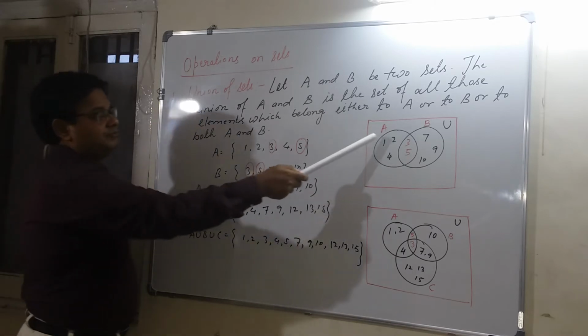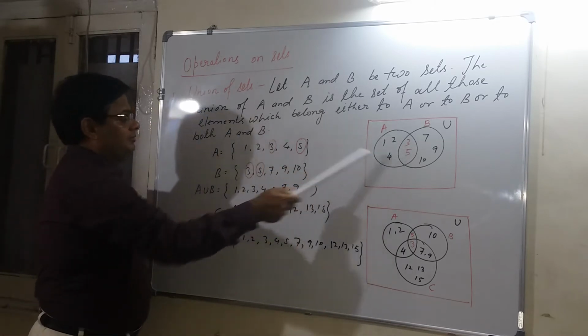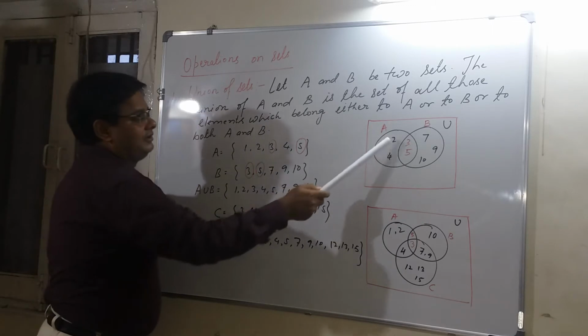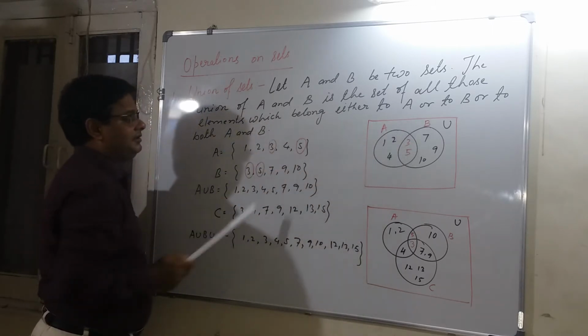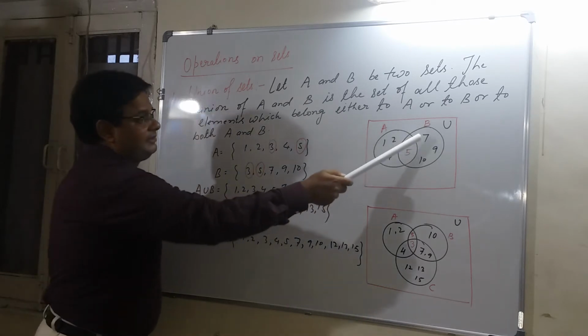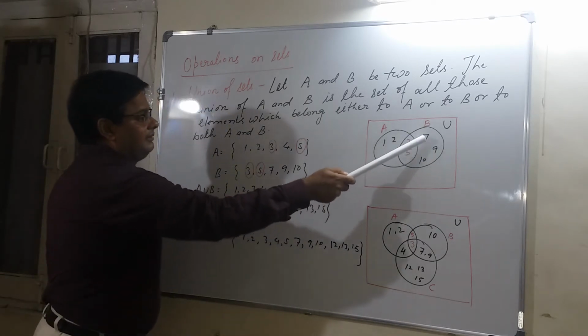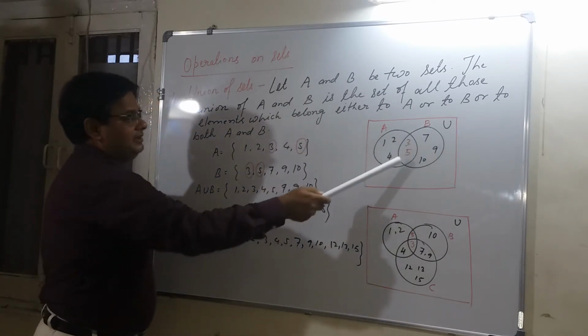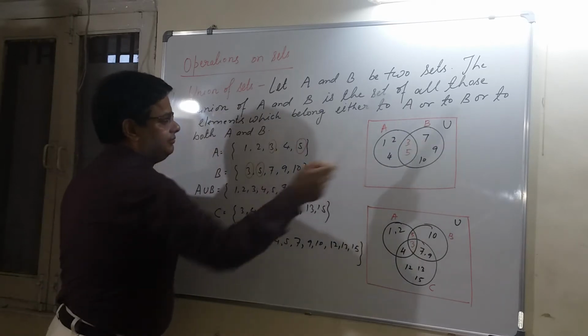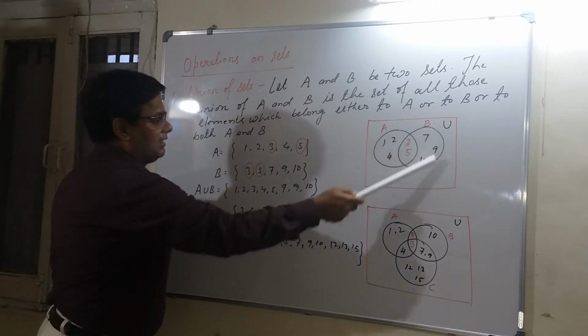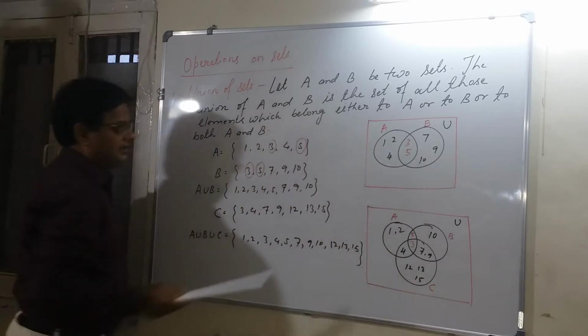So see here, 1, 2, 4 are only in A, and 3, 5 are the common elements. Then after that 7, 9, 10 are in set B. This is the common element region, and U is the universal set. We have explained it here through a Venn diagram also.